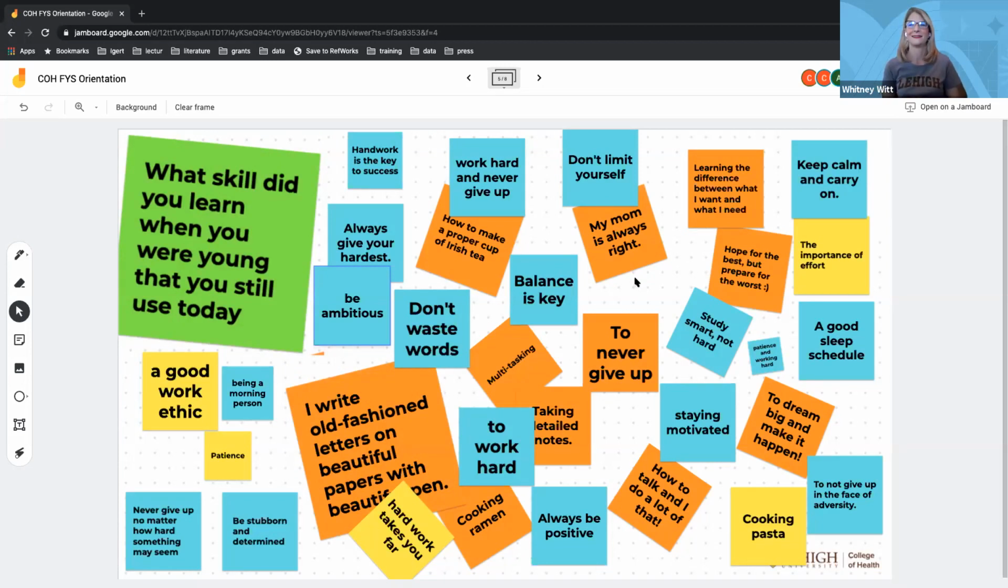Patience, motivation, taking detailed notes. These are all really, really great takeaways from your early days that I'm sure you'll carry with you as you move forward. Oh, here's some great ones. Writing old-fashioned letters on beautiful papers. I definitely love doing that kind of thing.